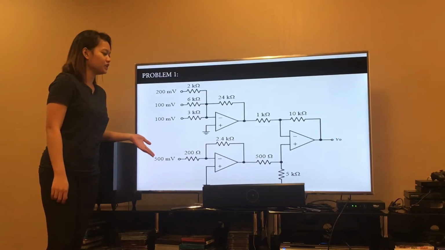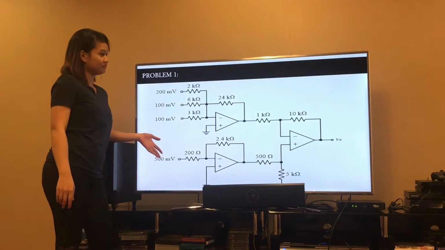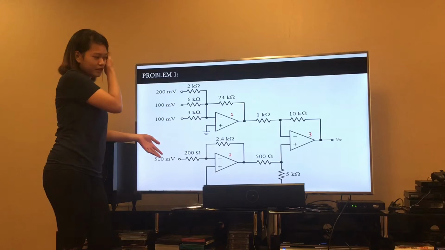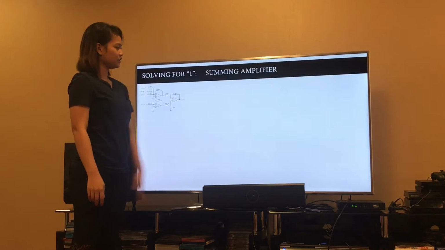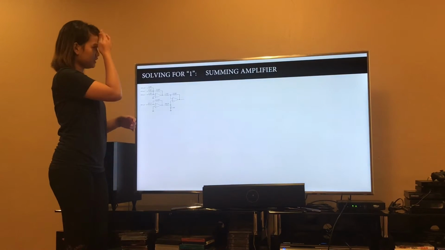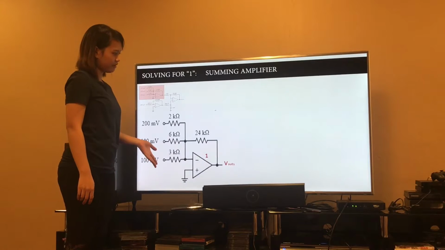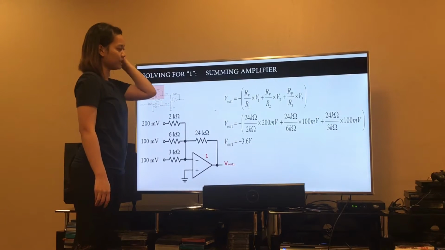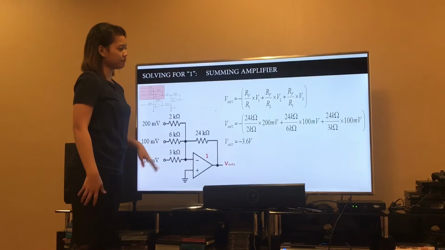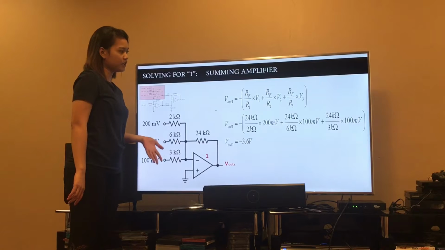This is problem number 1, and this is the configuration. We are going to solve for voltages 1, 2, and 3. So the first step is the summing amplifier. Here is the model of the summing amplifier, and we have a formula for the output voltage 1: negative RF times V1 over R1 plus V2 over R2 plus V3 over R3.